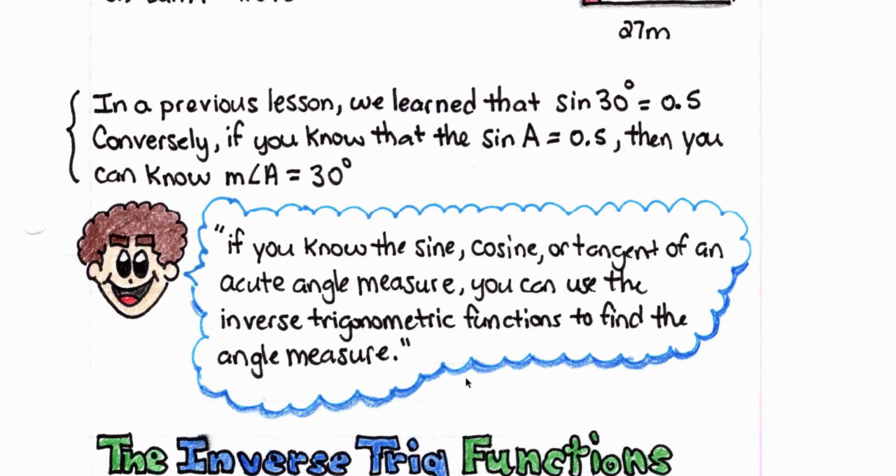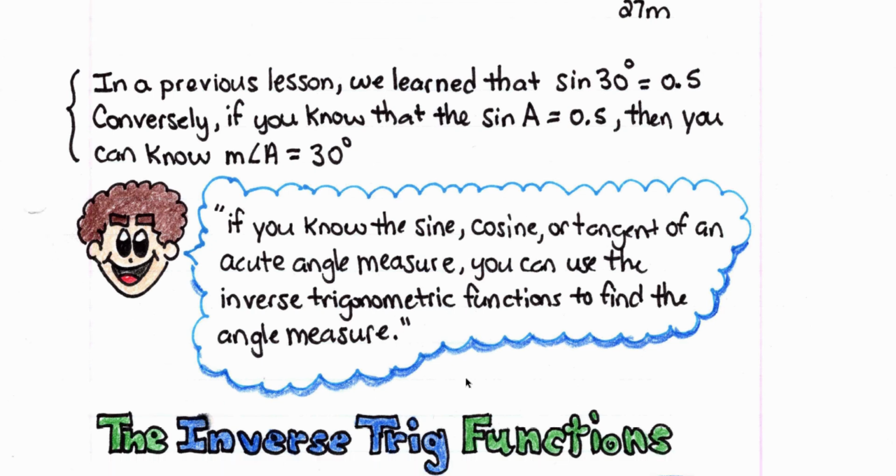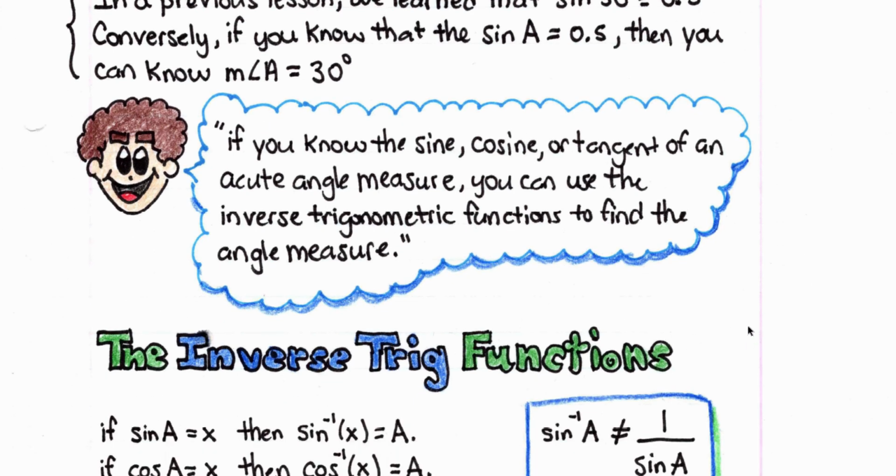In a previous lesson, we learned that the sine of 30 degrees was 0.5. Conversely, if you know that the sine of some angle A is 0.5, then you can know for certain that the measure of that angle is 30 degrees. Now, if you know the sine, cosine, or tangent of an acute angle measure, you can use what are called the inverse trigonometric functions to find the angle measure.